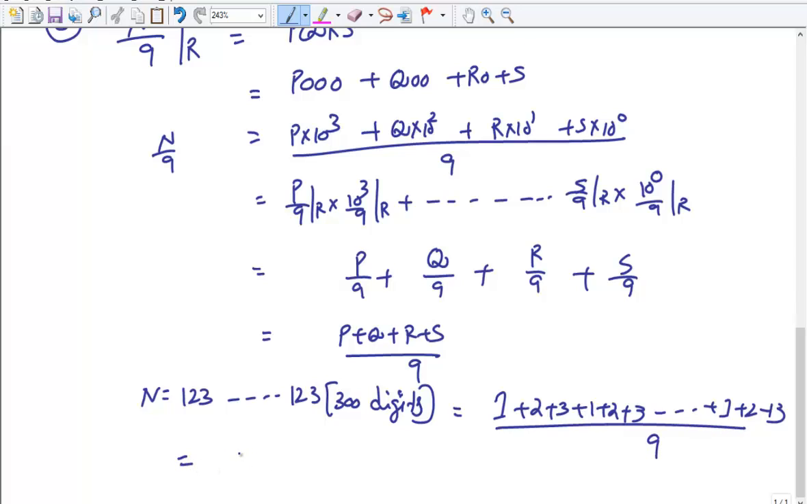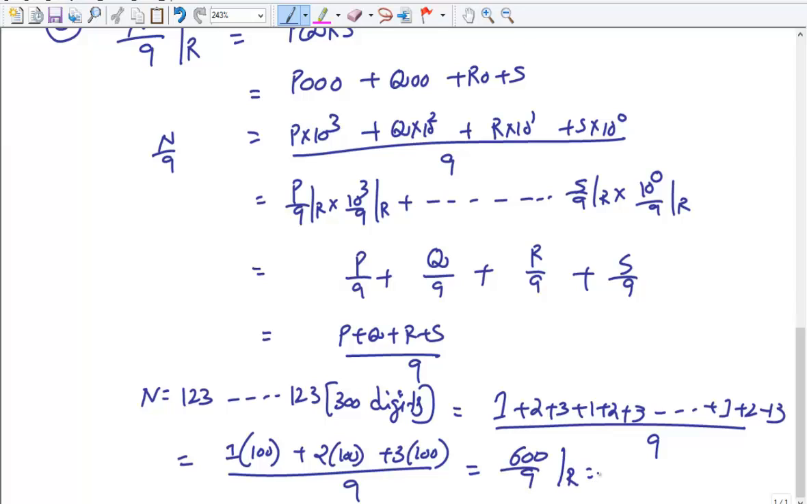Here 1 appeared 100 times, 2 appeared 100 times, 3 appeared 100 times, divided by 9. That's going to be 100 plus 200 plus 300, that is 600 by 9. Now no need to find 600 by 9. You can again add 6 plus 0 plus 0 by 9. So the remainder is 6 here. Straightforward and simple.